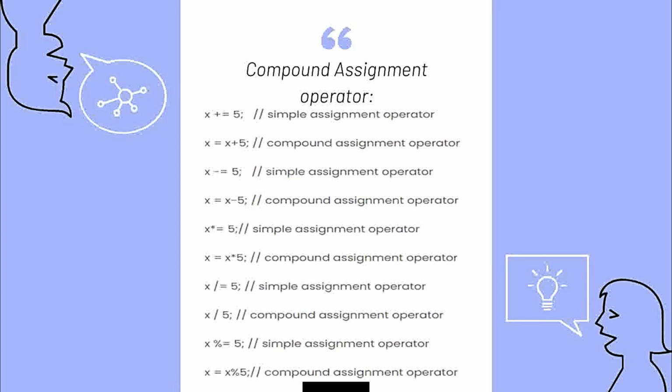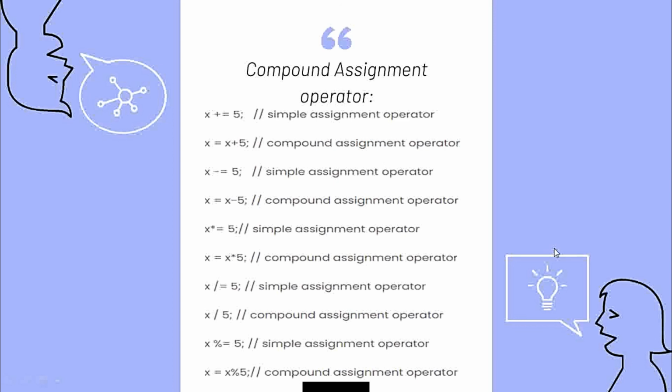Now we will see the compound assignment operators in Java. Besides the simple assignment operator, there are also various compound assignment operators. For example, the following statement after the declaration of x is equivalent, that is, as you can see, the simple assignment operator and the compound assignment operator. If you notice, the difference is just the shifting of operands.